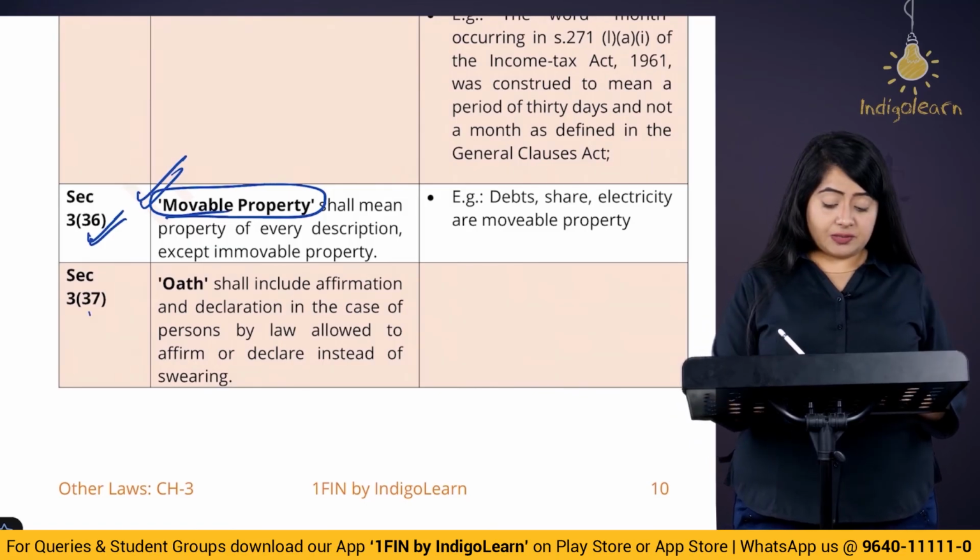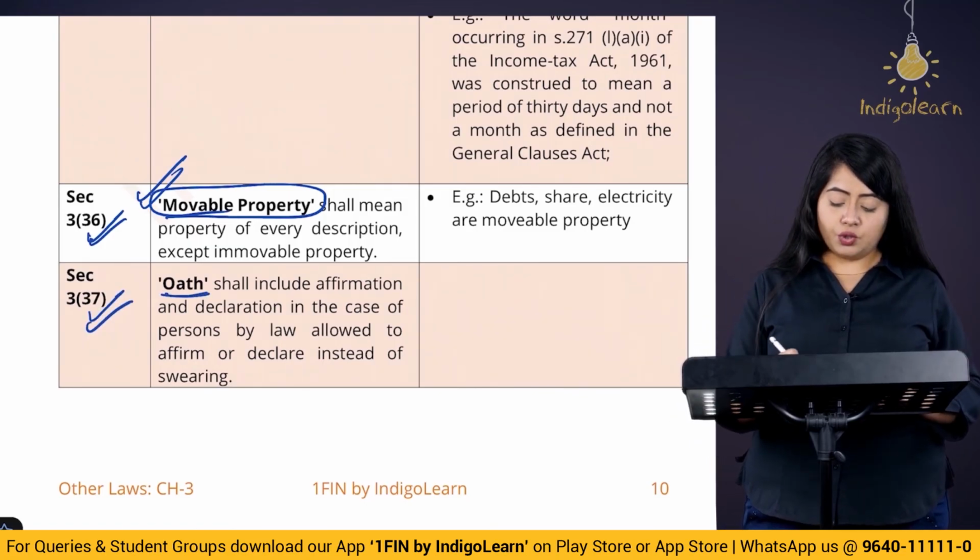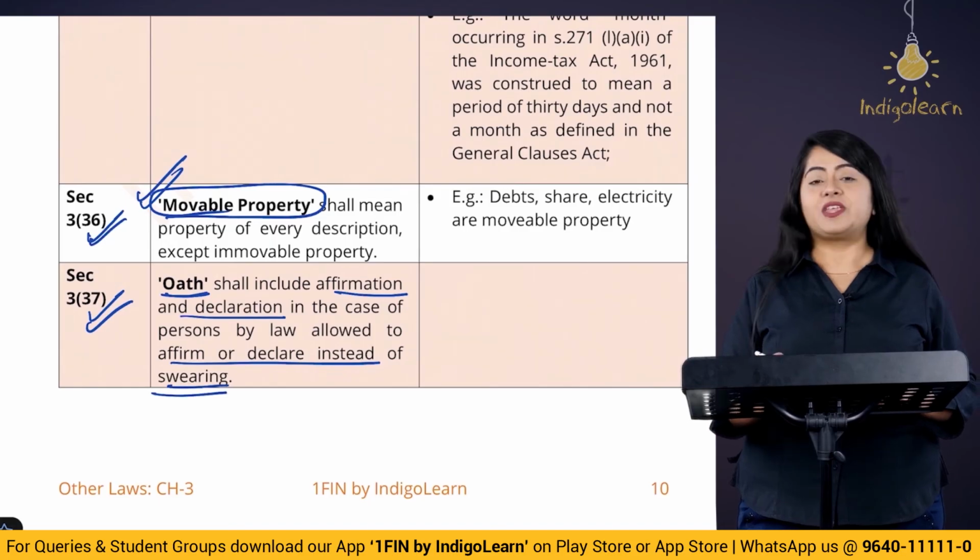Next clause we are reading is clause number 37, which talks about oath. The oath shall include any affirmations or declarations in the case of a person by law allowed to affirm, declare instead of swearing. So what is an oath?